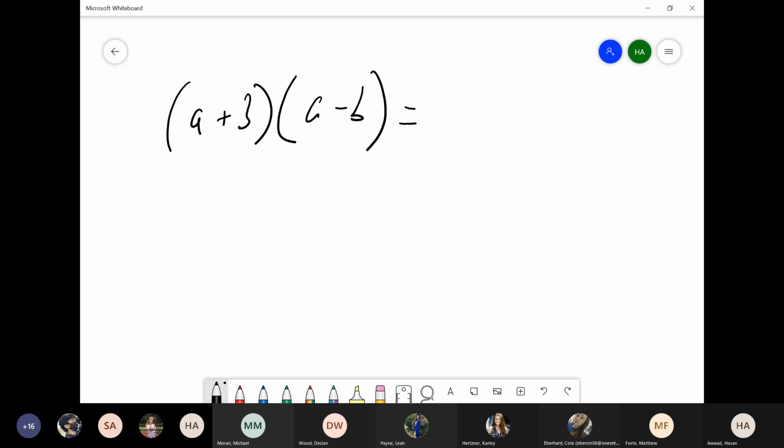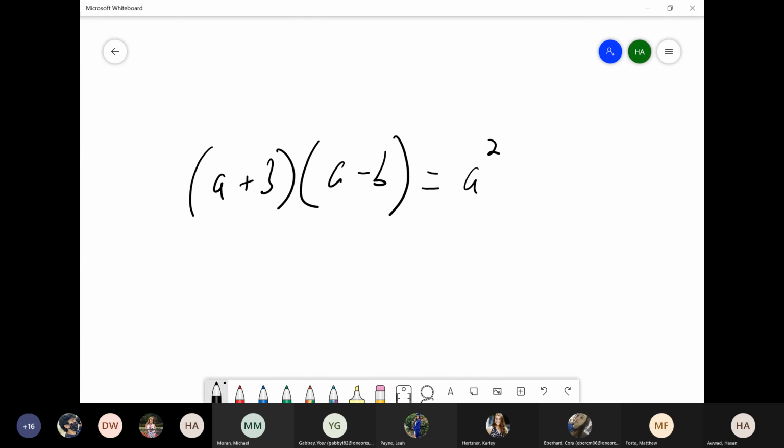Anybody? Yoav? Is it a squared plus ab plus ab, hold on, a squared plus ab plus ab minus bb, sorry. Yeah, absolutely. So the a squared part is right.